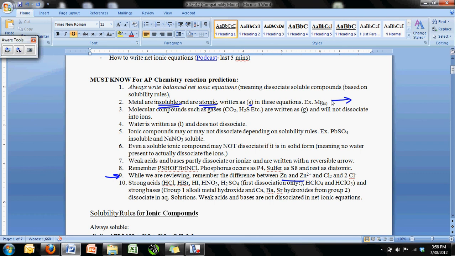Mg is not the same thing as Mg2+. Remember, Mg is an atom. Mg2+ is an ion. When the atom loses electrons, it forms the cation. So you cannot cross out Mg2+ with Mg because they are not the same species. Similarly, zinc and zinc 2+ ions are not the same species.